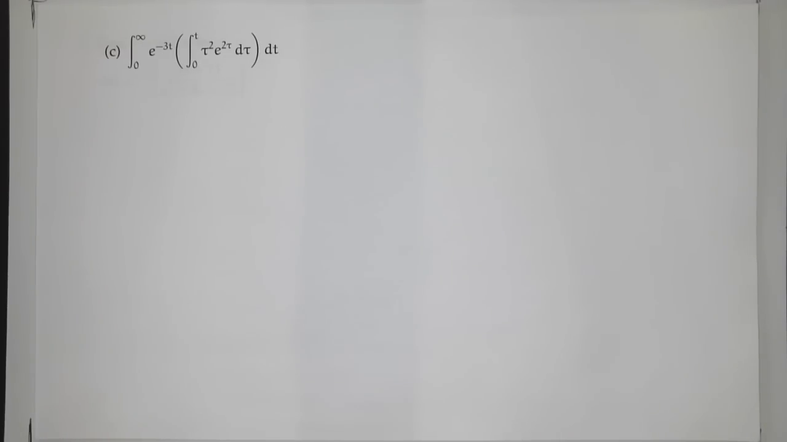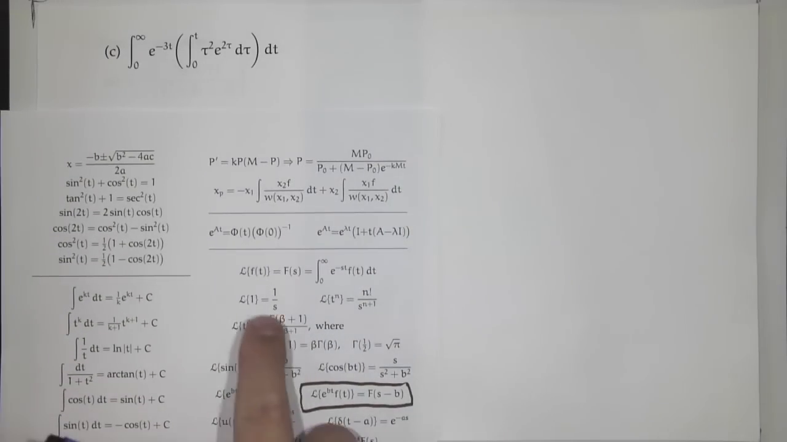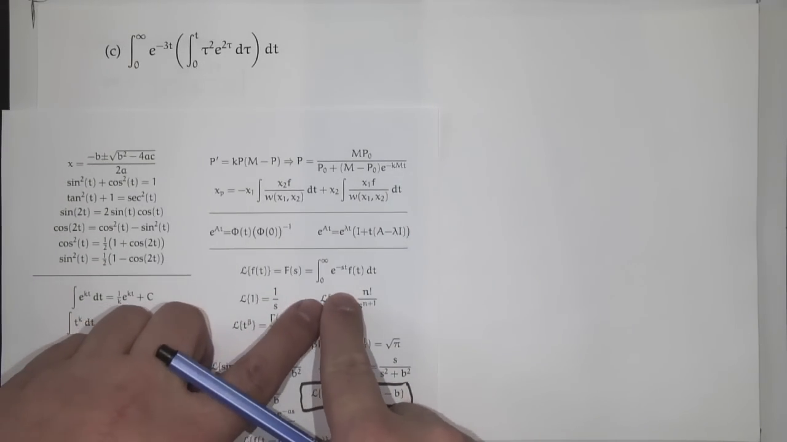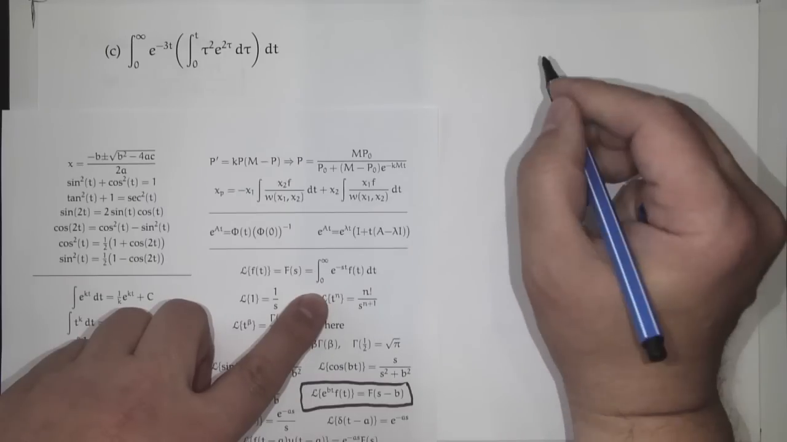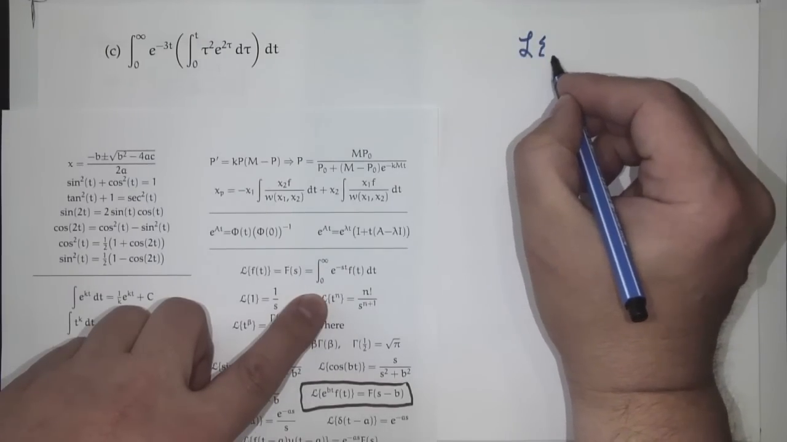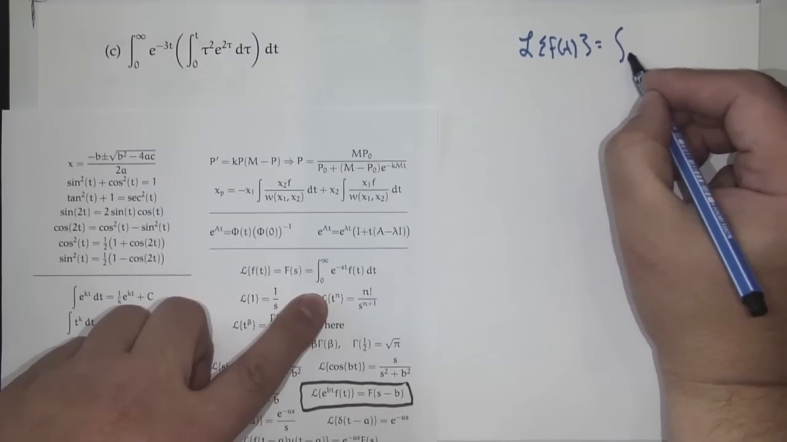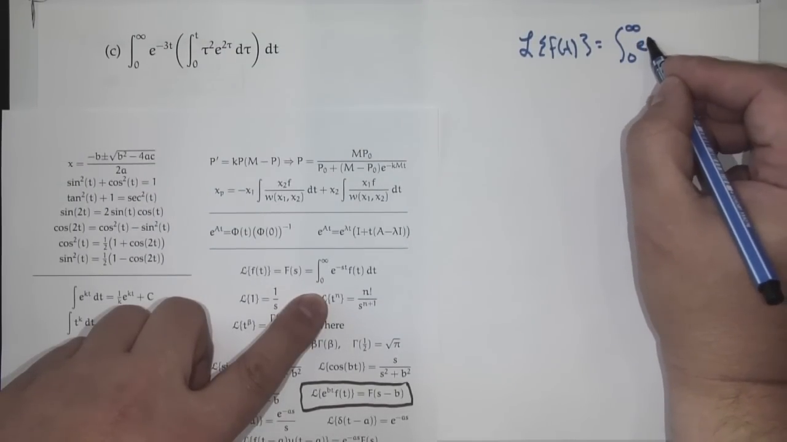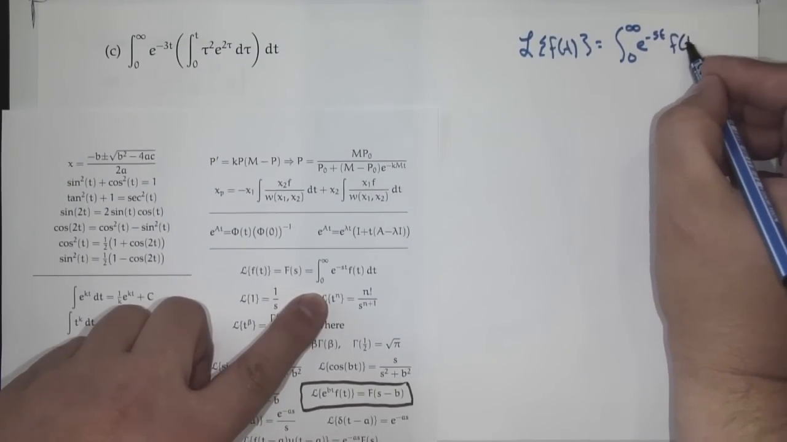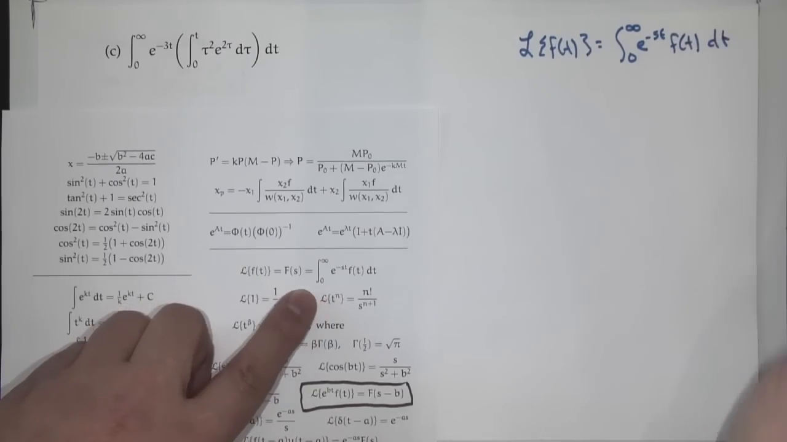So what's the punchline here? What does this have to do with anything? Well, remember that the Laplace transform is really an integral. So the Laplace transform of f of t is this integral from 0 to infinity of e to the minus st f of t dt.